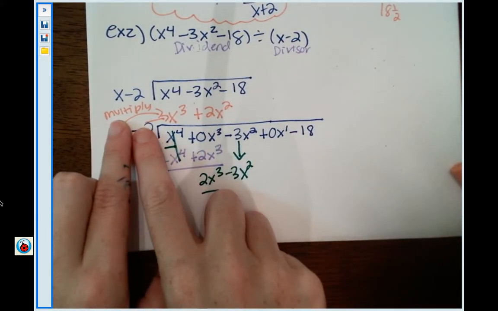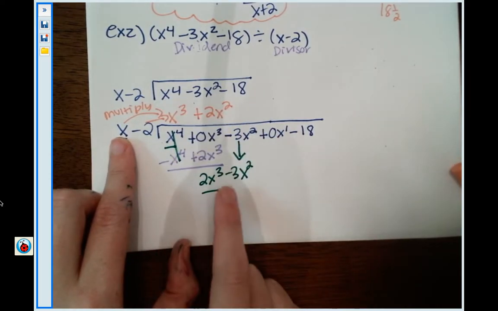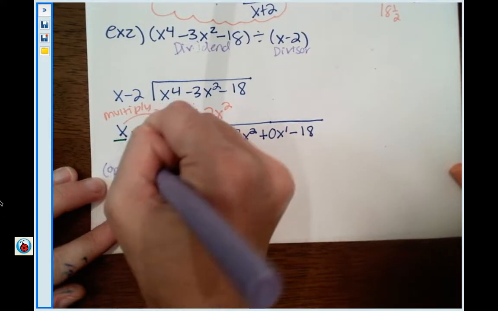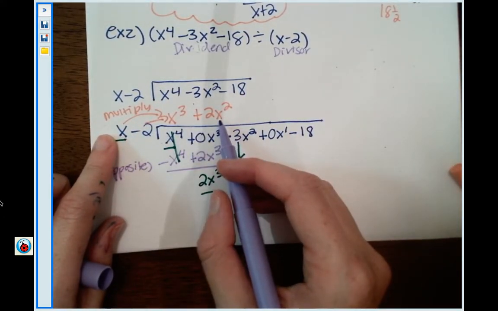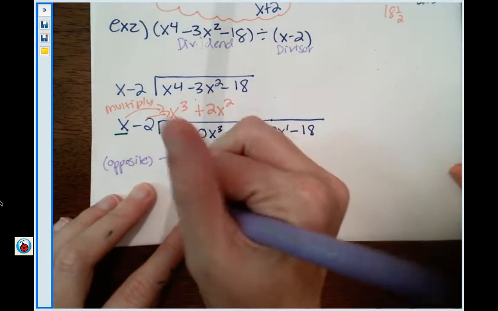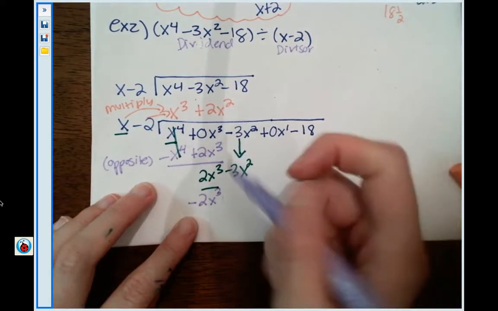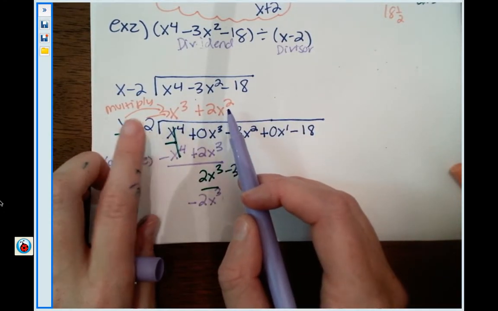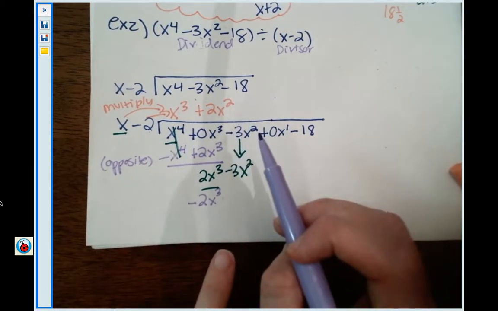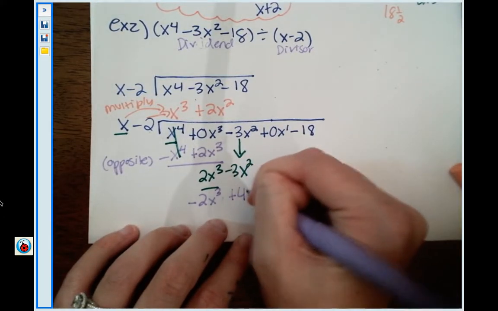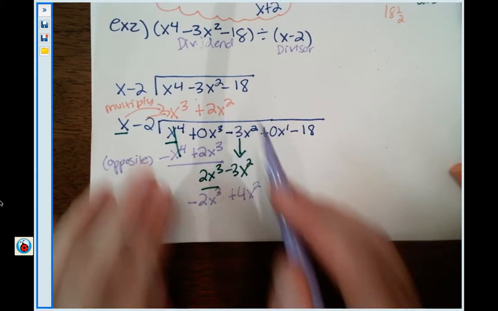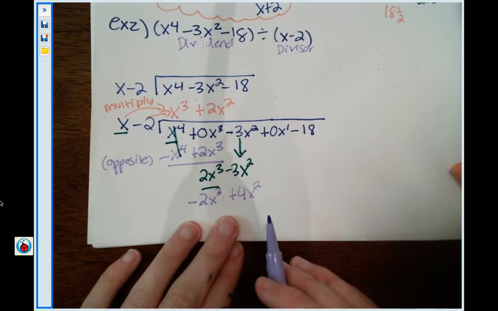Alright, so I'm going to be multiplying both of these to that number, but we're going to do the opposite down here. So I did the opposite here, same thing on the next step. So x times 2x squared gives me 2x to the 3rd, but I'm going to do the opposite down here, which is a negative 2x to the 3rd. Then I'm going to multiply negative 2 to that number. Negative 2 times 2x squared is negative 4x squared, but I'm going to do the opposite, which is positive 4x squared. Down here we do the opposite, which is positive 4x squared.